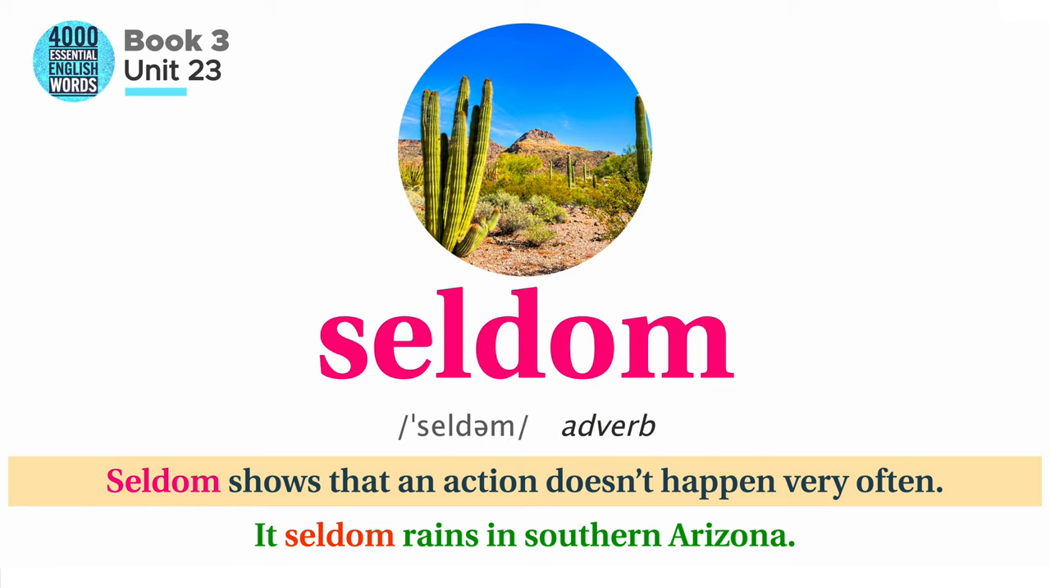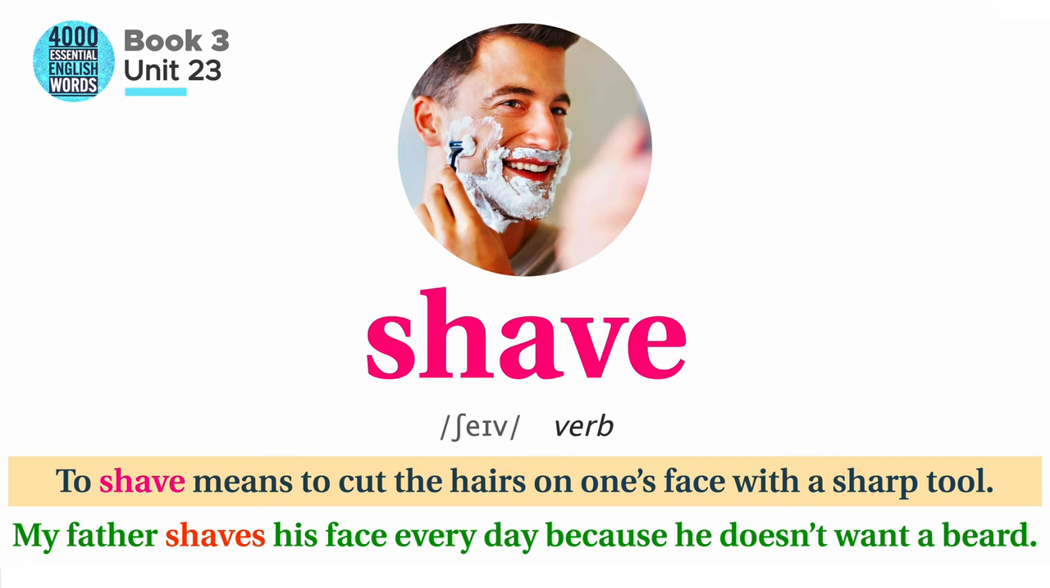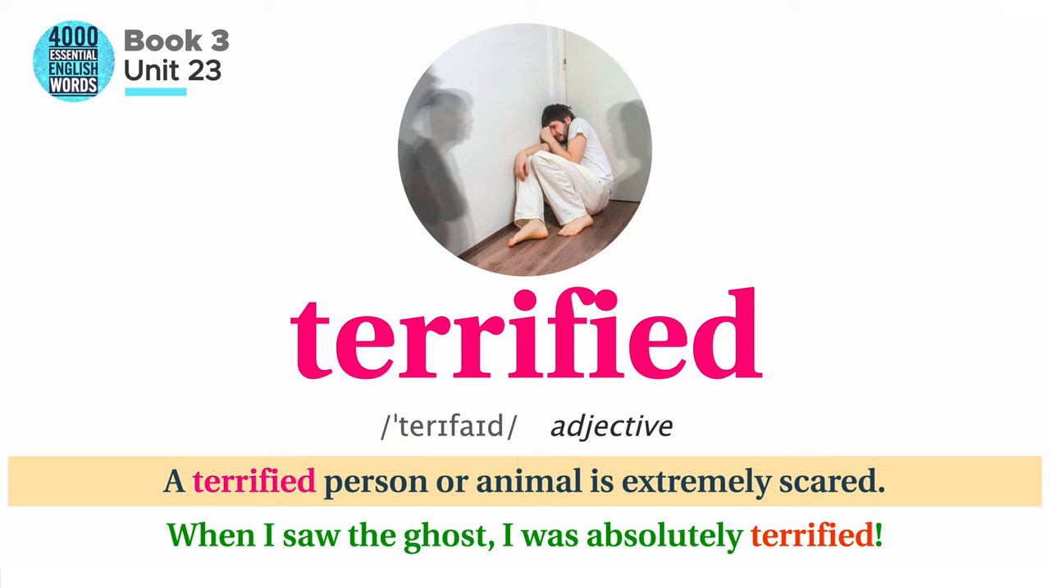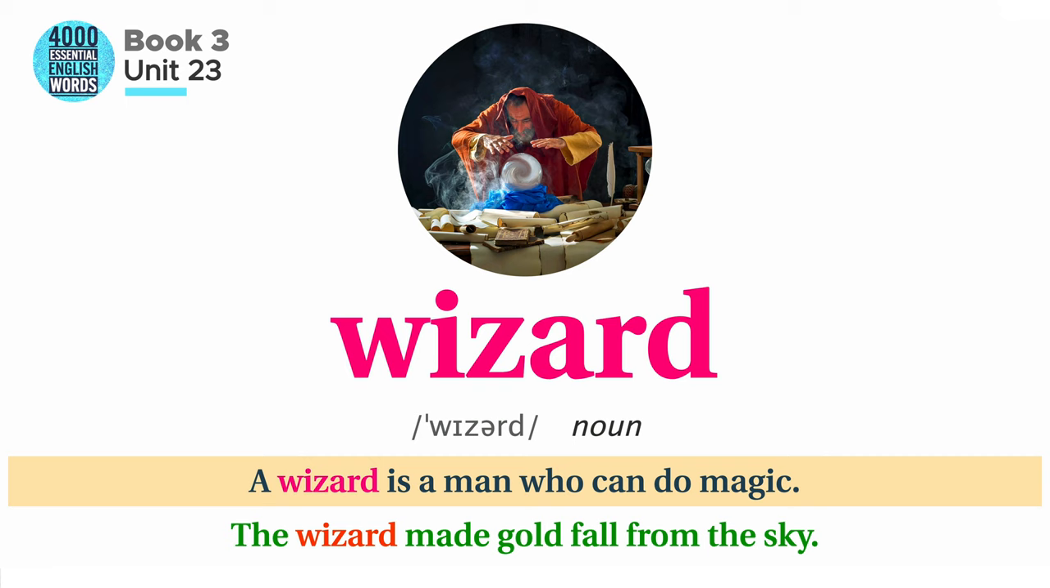Shave. To shave means to cut the hairs on one's face with a sharp tool. My father shaves his face every day because he doesn't want a beard. Terrified. A terrified person or animal is extremely scared. When I saw the ghost, I was absolutely terrified. Wizard. A wizard is a man who can do magic. The wizard made gold fall from the sky.